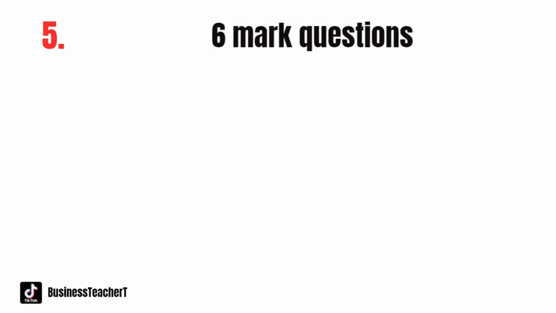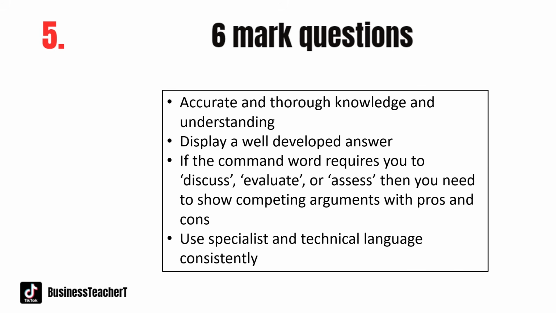Mistake number 5 tends to link to the approach to answering 6-mark questions. You need to ensure that you show accurate and thorough knowledge. So you need to know key terms and definitions. You need to know your topics. You need to be able to answer them to show that you have a good understanding. You might also want to start off your 6-marker with defining a key term. That might help to give your answer some structure as well.